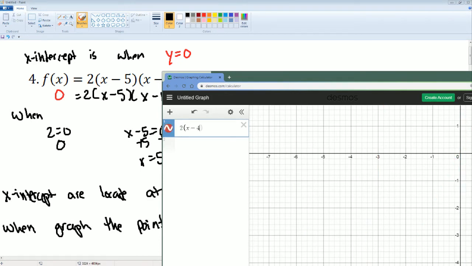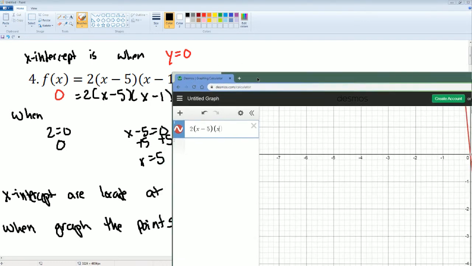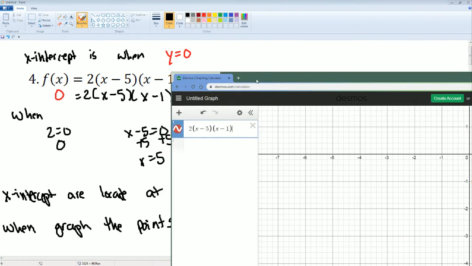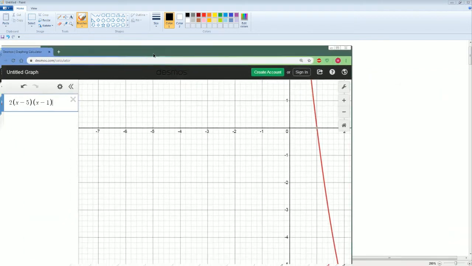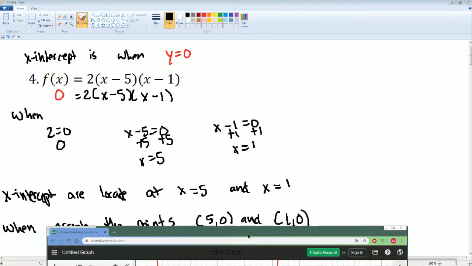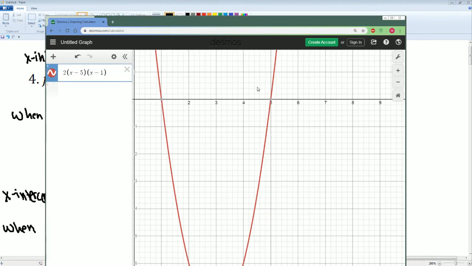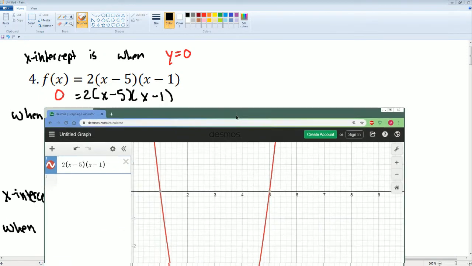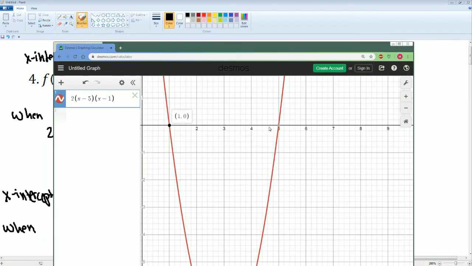2x minus 5 and x minus 1. Okay, let's see if we are right. Did we get it? 1 comma 0. Do we have 1 comma 0? Yep, 1 comma 0 is right there. And 5 comma 0. Good. 1 comma 0, 5 comma 0. 2 points. Good.